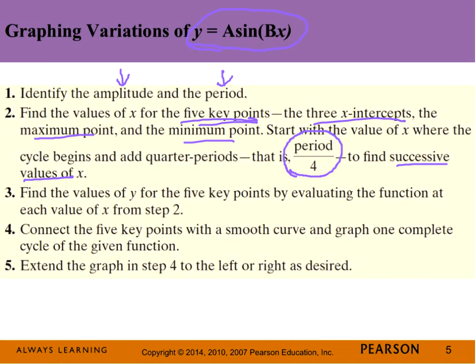Once you find the x values for the 5 key points, of course, you need to find the y values for the 5 key points to get 5 coordinate points. And then you're going to plot those points on the graph and connect them with a smooth curve, unless you're Libby and having to use the tablet, and then it's not so smooth.